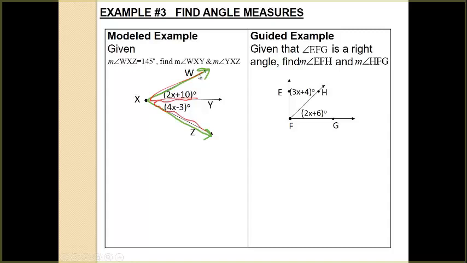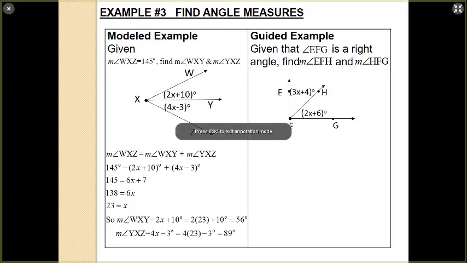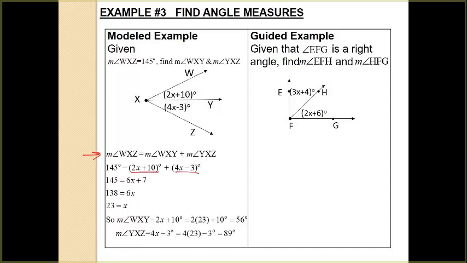So twofold. The way you do this is you set up the angle addition postulate, and I know this is done in your notes. So here's the angle addition postulate. Once you set 145 degrees equal to the two algebraic parts, you add those together. Simplify it, subtract the 7, and then divide by 6. You will get x is equal to 23.